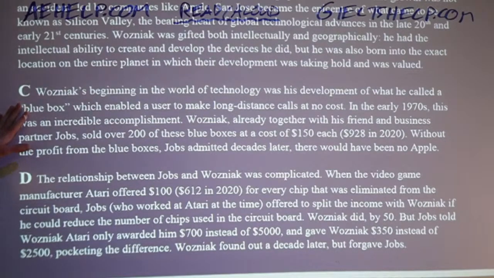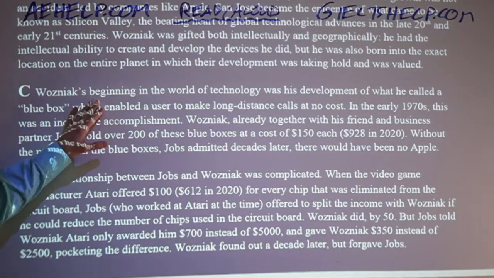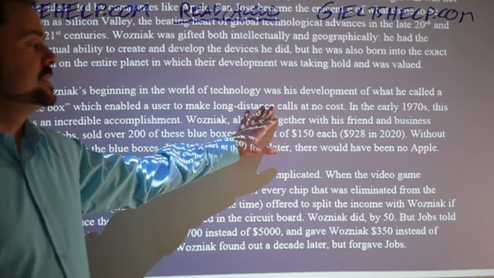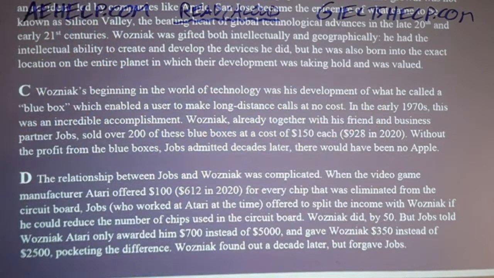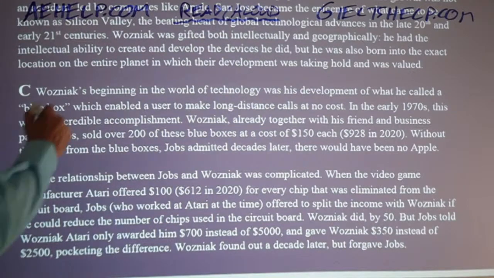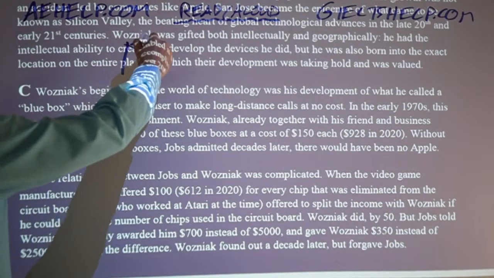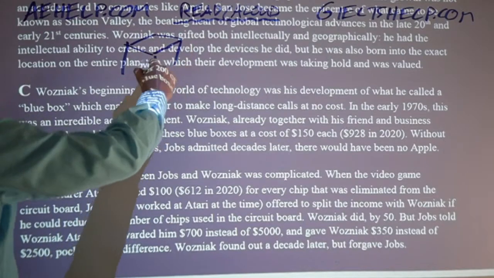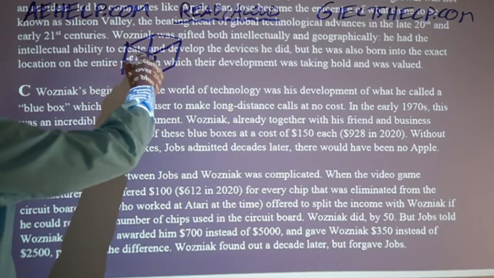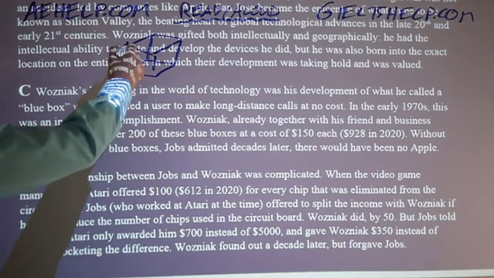C. Wozniak's beginning in the world of technology was his development of what he called a blue box. Okay, and of course, right away you should visualize the blue box, and I'm using a blue marker today. So there's our blue box. Okay.